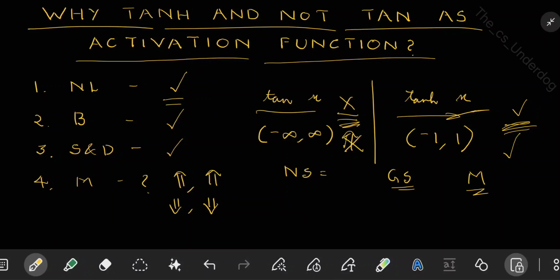Next thing is monotonicity. We already discussed: tan is not monotonic. It is like this. But tanh is monotonic. From one point, it is monotonically increasing and going like this. So the tanh x function is monotonic, which is again a good point for keeping it as an activation function. Another thing we had discussed is that tan is periodic. Being periodic is not a good sign. But tanh is not periodic, so you can use it as an activation function.